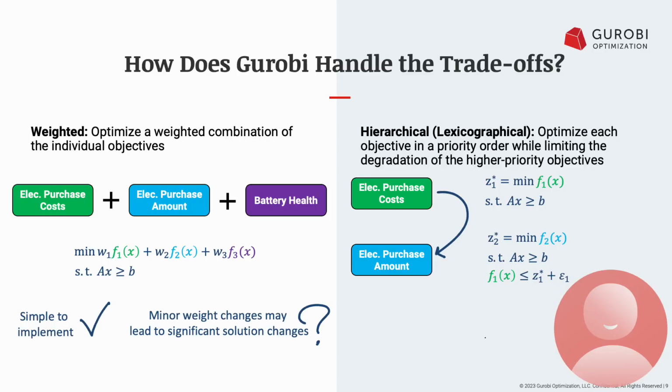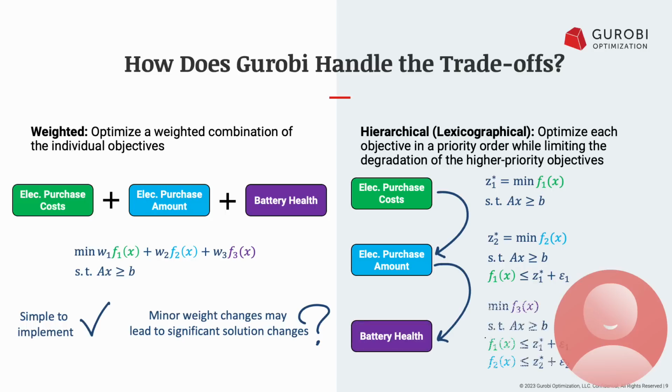Again, since this is a minimization problem, we're trying to push it down as much as possible, so we're allowing it to increase a little bit, or maybe a lot of it, it all depends on the problem, but we're allowing it to increase or degrade. And then we consider battery health. So we, again, want to minimize some objective with respect to battery health, again, subject to all of our original constraints. And then we have two constraints, the F1 as before, and then same thing for F2. So it's our purchase amount, but we're allowing that to degrade by some other tolerance.